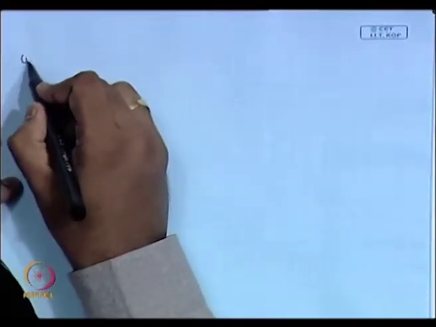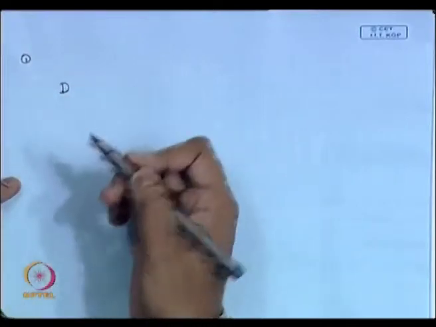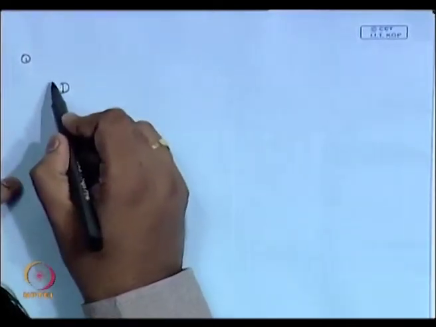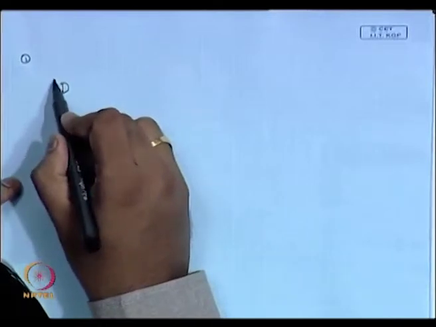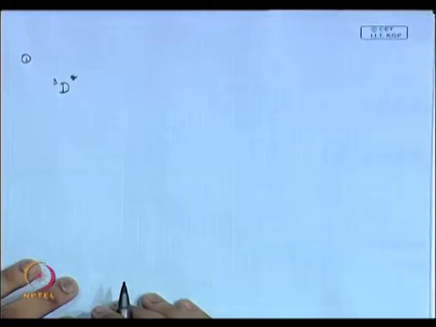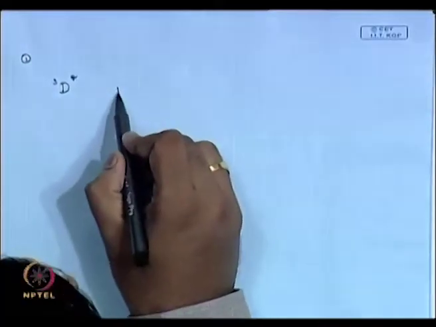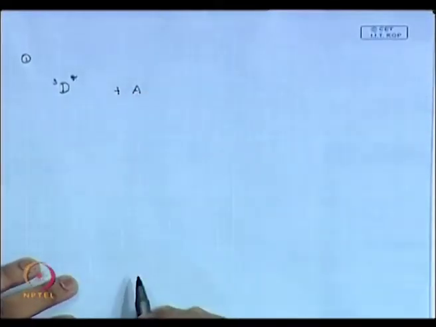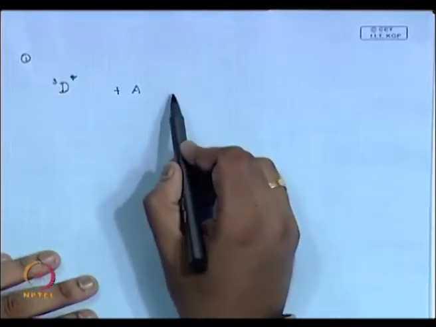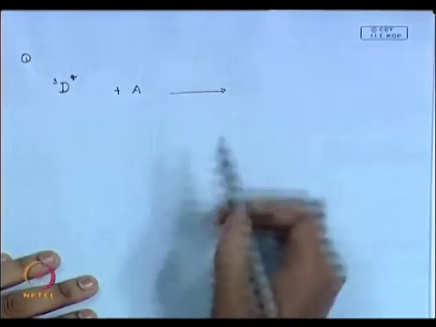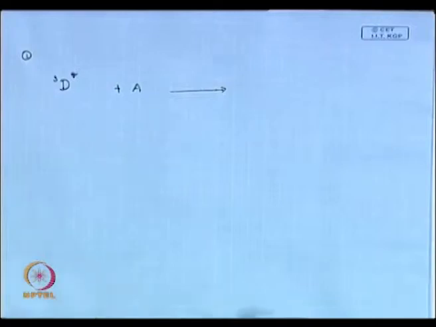So, I will just deal with my first criteria. I have my donor, which is in its excited state, and then I have my acceptor. These two molecules have to come together, and then they have to collide.